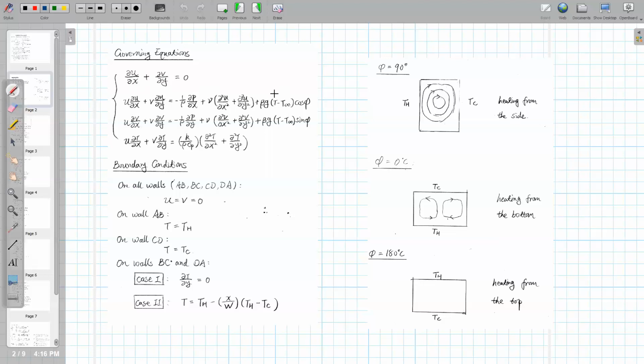For the x momentum equation, the buoyancy effect is related to the angle term, cosine phi. For the y direction momentum equation, we have the buoyancy term which is related to sine phi. The last one is the energy conservation equation, and this k over rho cp is just alpha.